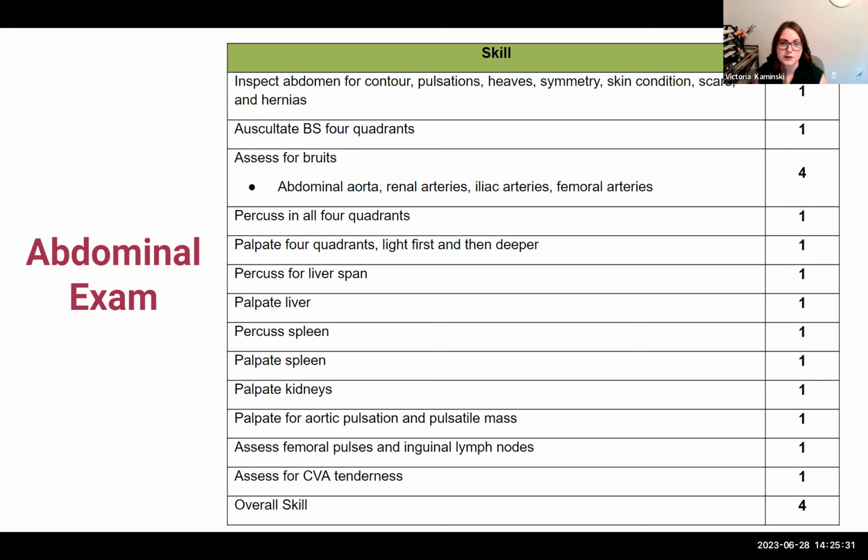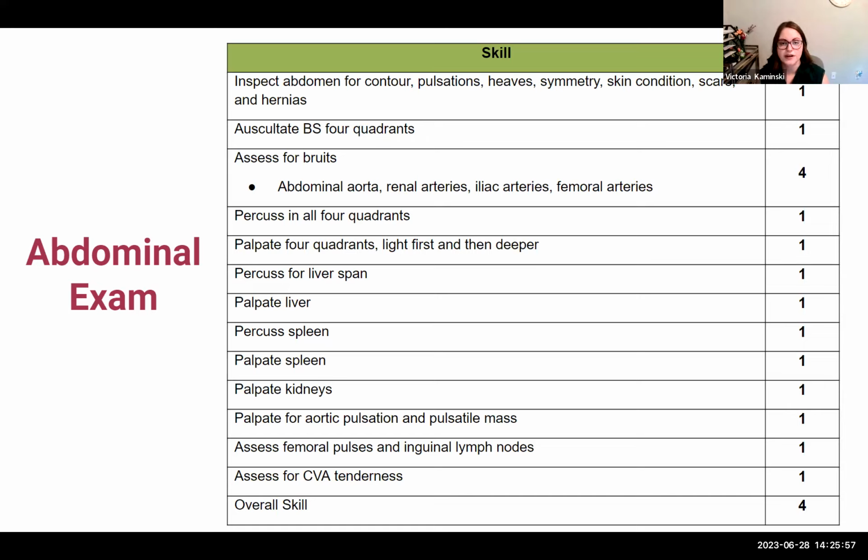Auscultating first. In terms of auscultation first, you want to make sure that you are doing that to not displace any organs and listening to bowel sounds appropriately. You're going to assess in all 4 quadrants. Then you're going to assess for bruits, placing your stethoscope in the anatomical location of the abdominal aorta and mentioning that location. Then bilateral renal arteries, bilateral iliac arteries, and bilateral femoral arteries.